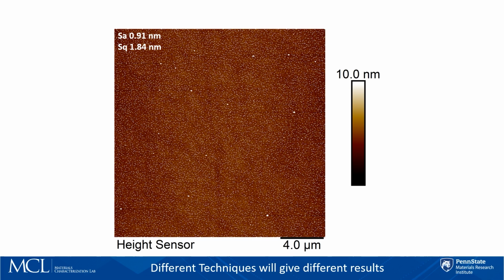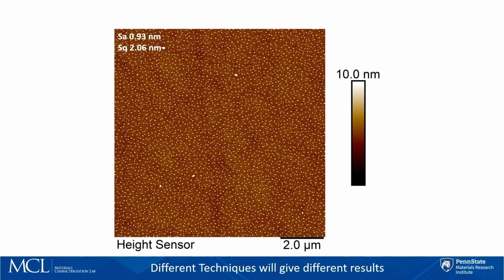This is a 20 micron scan. We can see small particles everywhere. We can see that there might be some variation in particle size and things like that. But at 20 microns, these tiny particles are even hard to see in this scan here. This scan was taken at 20 microns with 512 by 512 samples per line, and we're measuring an RMS roughness of 1.84.